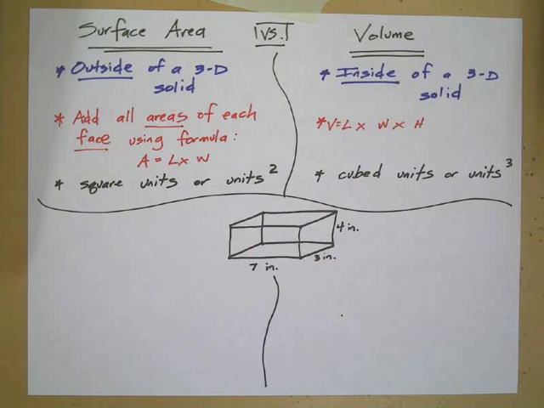A 3D solid, or a 3D shape as many people call them, is anything that has length, width, and height. Width is sometimes also known as depth. There are two different things you can do with 3D solids: find the surface area or find the volume.